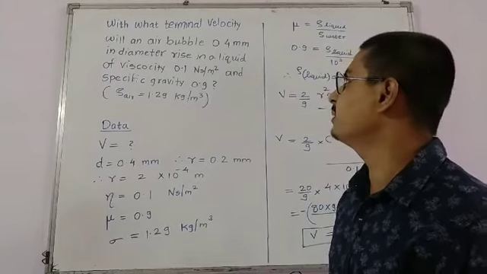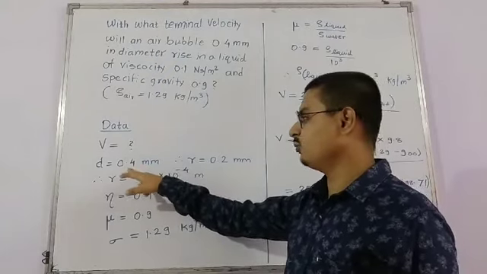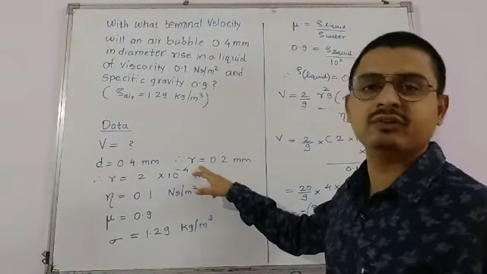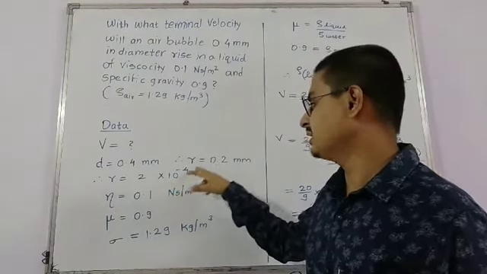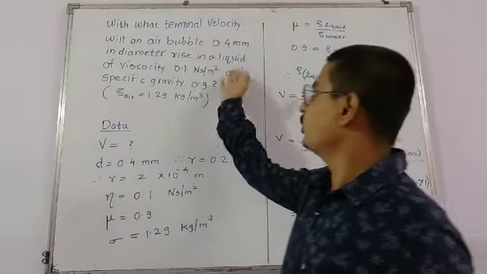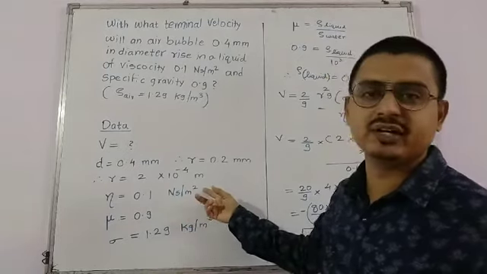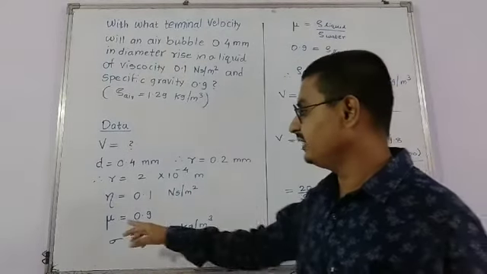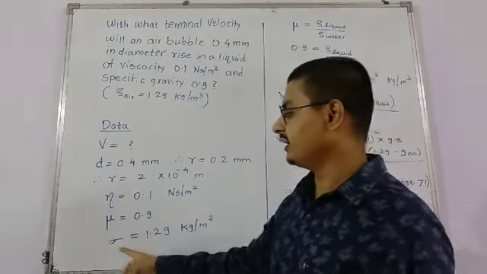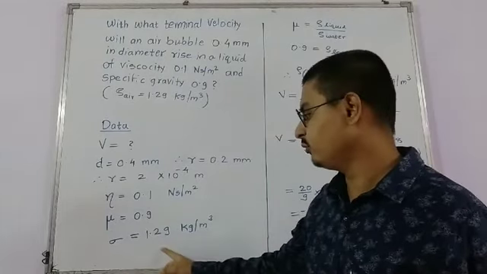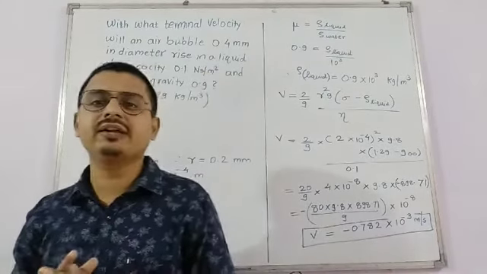Second, the air bubble which has diameter 0.4 mm. So I mention here 0.4 mm. अगर हमने उसको रेडियस में कन्वर्ट किया तो वो हो जाएगा 0.2 mm. That is 2 into 10 power minus 4 meter. Then the coefficient of viscosity is given 0.1 Ns per meter square. So we also have stated this. And the specific gravity, so mu is equal to 0.9. And also we should not forget that the density of air, that is the sigma, is given 1.29 kg per meter cube. So first of all we'll see what is specific gravity.